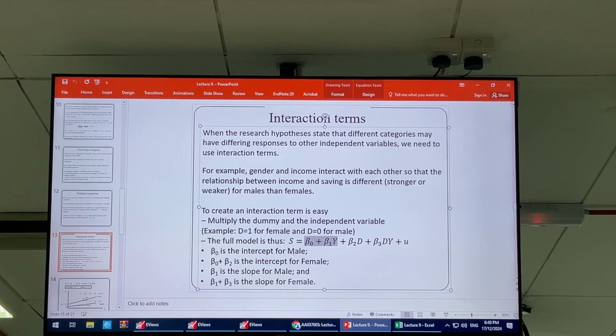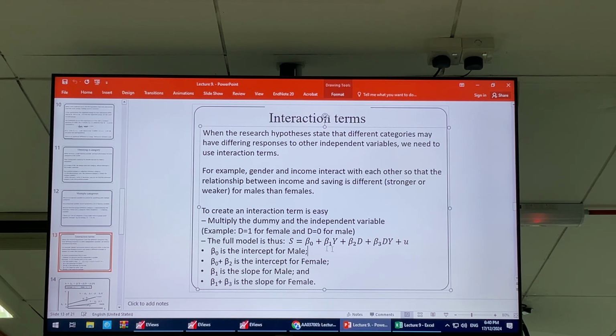Intercept is when all x equal 0, what is the value of y? That is our intercept. So for the case of male, when d equals 0, this one is 0, this one is 0, then we only have this one. So intercept beta 0 for male, the slope for male is beta 1. For the case of female, d equals 1, so we have beta 2, and this one equals 1, so we have beta 3 times income. Understand that?